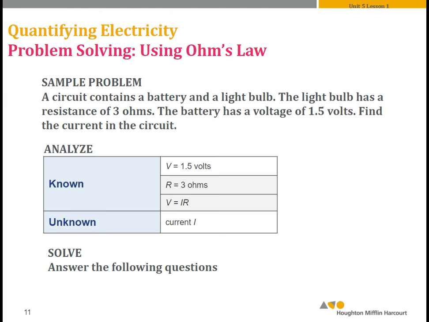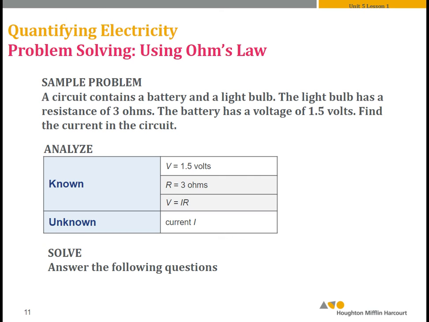Here's a sample problem. If we have a circuit that contains a battery and a light bulb, the light bulb has a resistance of 3 ohms. The battery has a voltage of 1.5 volts. And we want to find the current in the circuit. We write down what we're given. We're given V equals 1.5 volts. We're given R equals 3 ohms. And we're given the equation V equals IR. We want to find I.